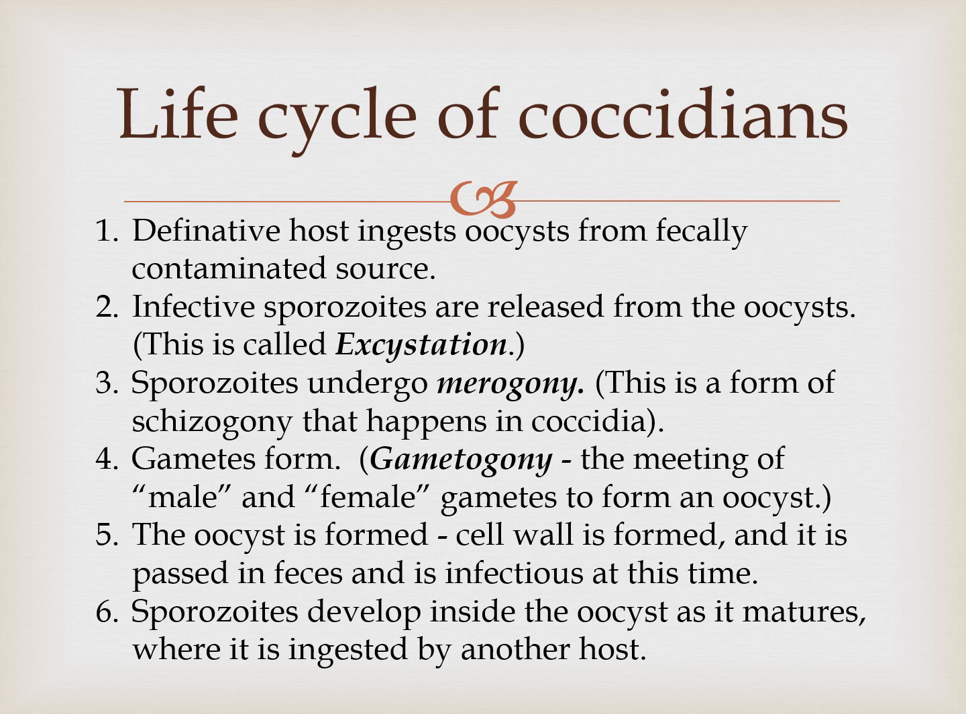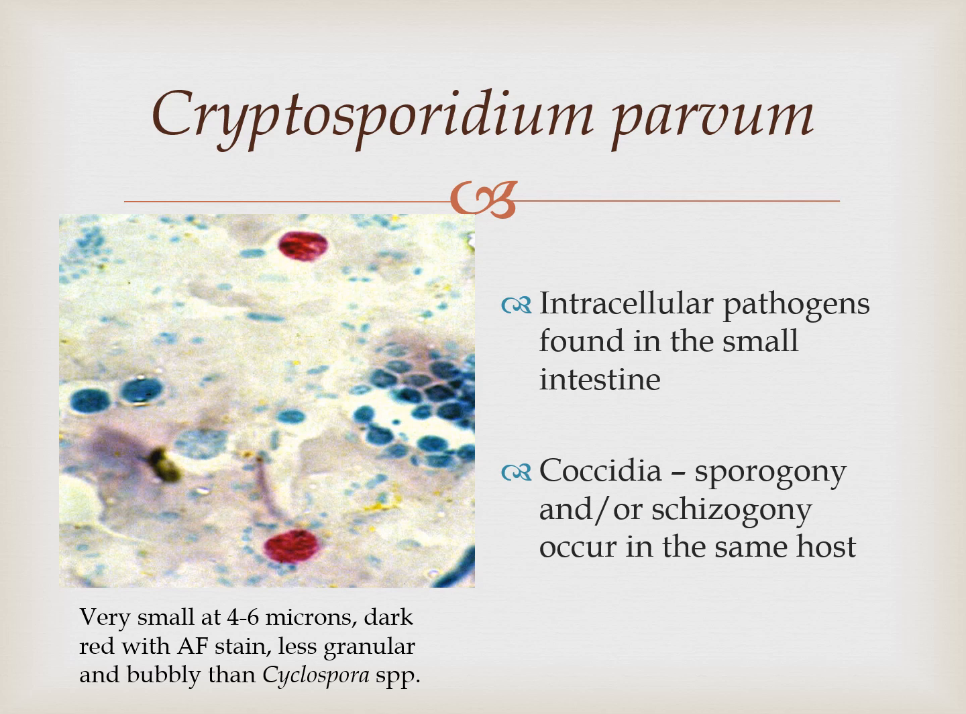Sporozoites develop inside the oocyst as it matures, when it is ingested by another host. So let's take a look at cryptosporidium in the next slide. Cryptosporidium parvum is the first sporozoea that I want to talk about, and this is an intracellular pathogen found in the small intestine. It is especially problematic for people that are immunosuppressed. The coccidia is where sporogony and schizogony occur in the same host.